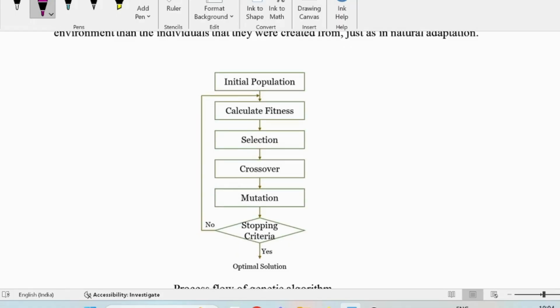So imagine we have an initial population. This may have a lot of solutions. Out of that, we will calculate the fitness of each of these solutions. That is, we are going to find which are the two best out of this. So we will put it into some equation or something, and that is called calculating fitness. So we will select two best solutions. That selection process is done over here, and then we will do crossover of these two solutions.